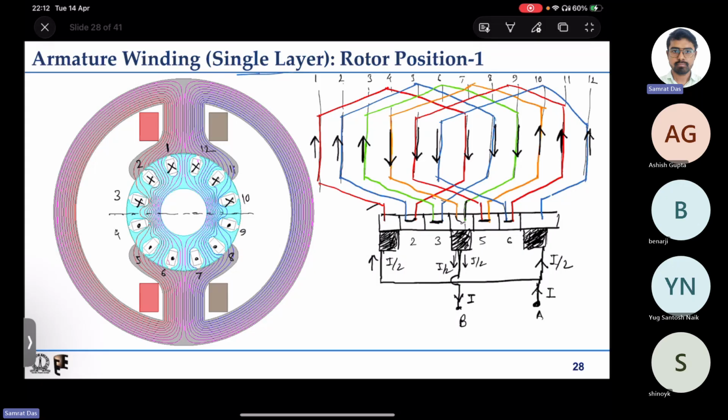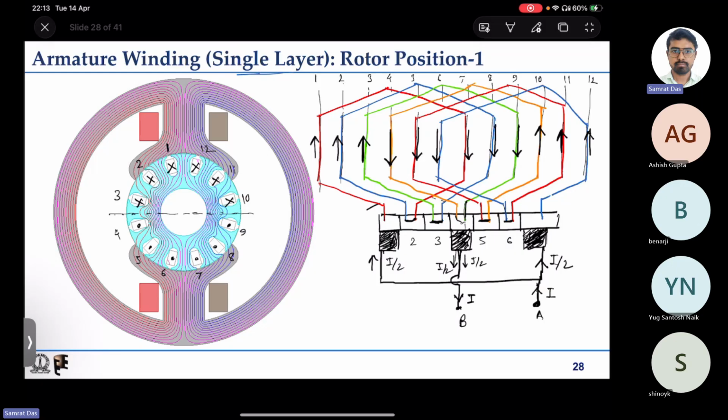So that means if we want to have current polarities like this, all crosses on top and all dots at the bottom, then our brush connection at that rotor position should be like this. Our brush location has to be somewhere here. Actually the brush location is fixed, but the commutator as well as the rotor will rotate.